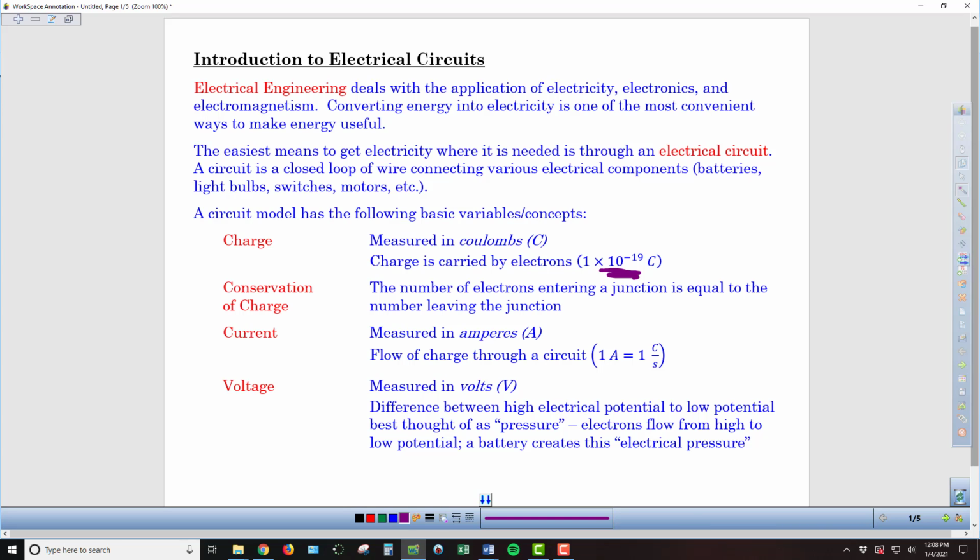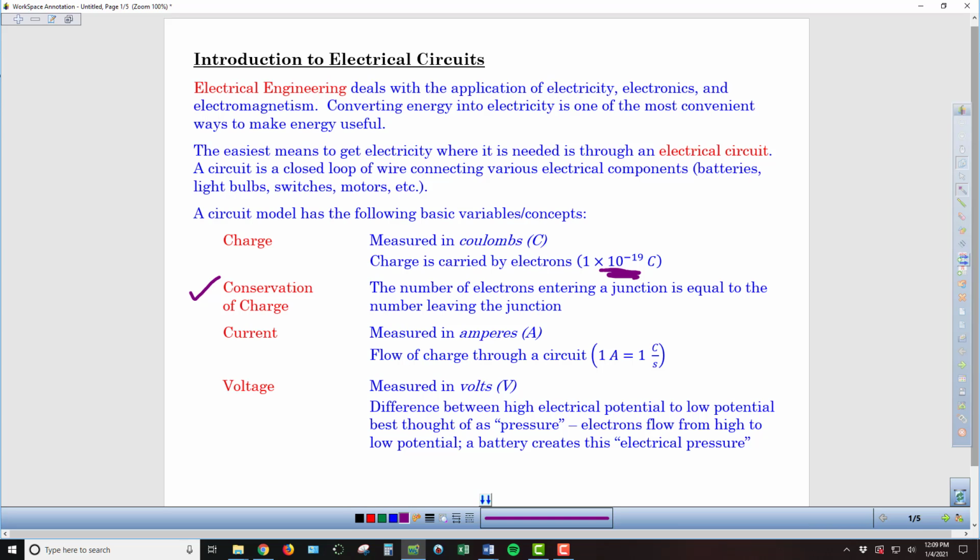The number of electrons that are entering a junction is equal to the number that are leaving the junction. This becomes extremely important when we start to look at more complicated circuits that have multiple loops and multiple voltage sources, where we need to build a system of equations in order to be able to solve for the various currents flowing in the various parts of the circuit. So that conservation of charge is an important piece.